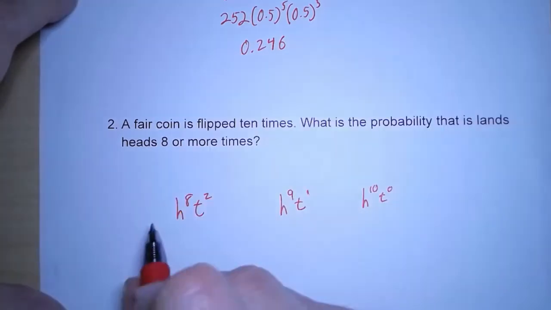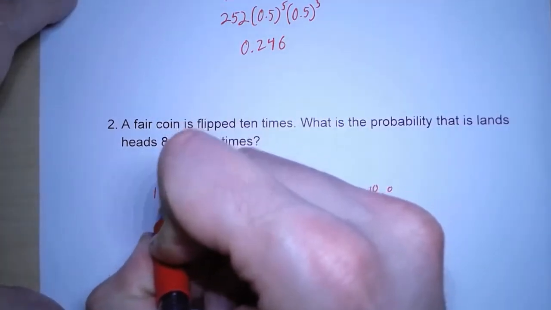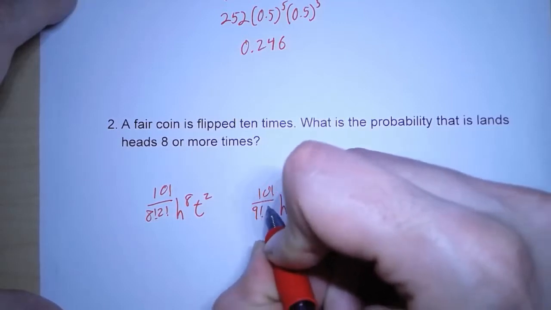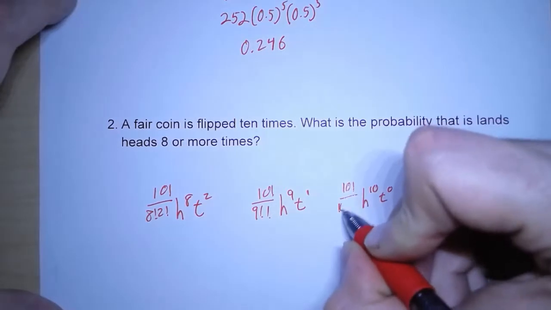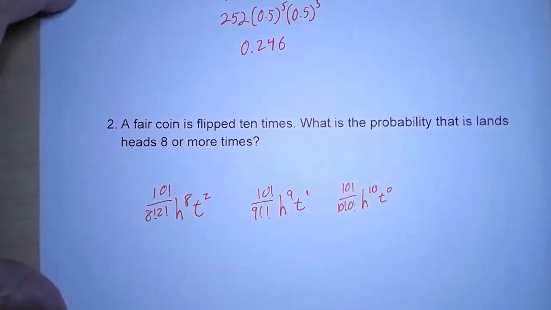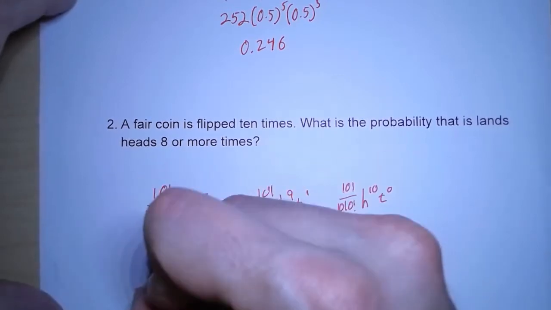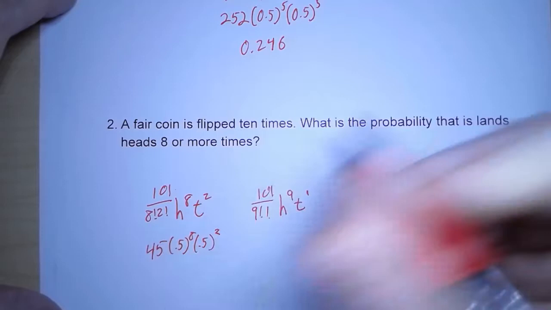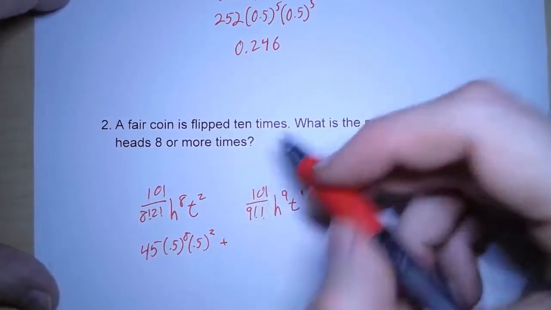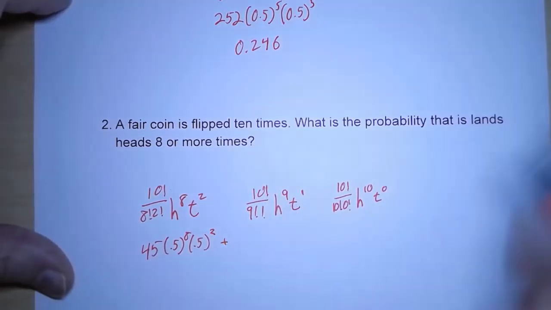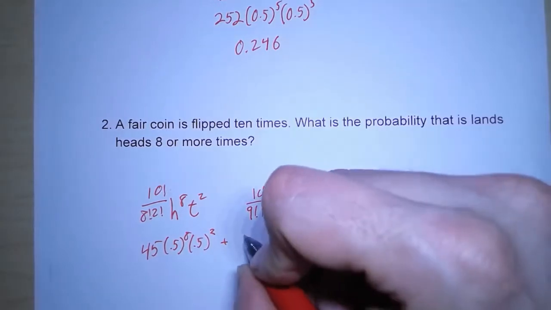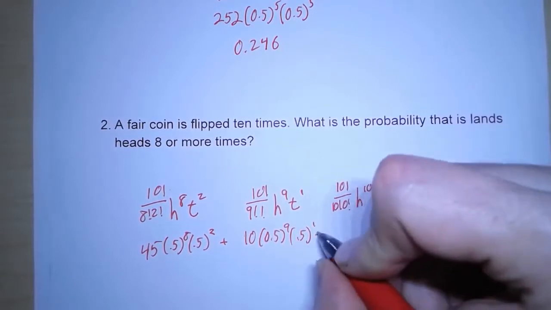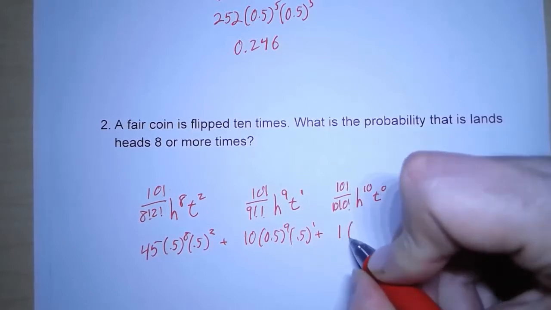So what are the coefficients? It's going to be 10 factorial over 8 factorial 2 factorial. Here it's going to be 10 factorial over 9 factorial times 1 factorial. And here it's going to be 10 factorial over 10 factorial times 0 factorial. This first coefficient is going to be 45. Then we plug in 0.5 to the 8th and 0.5 squared. To that we add this outcome, because it's not just exactly 8 heads, but 9 heads or 10 heads. This one is going to be 10 times 0.5 to the 9th times 0.5 to the 1. And finally, 10 factorial over 10 factorial is just 1 times 0.5 to the 10th.